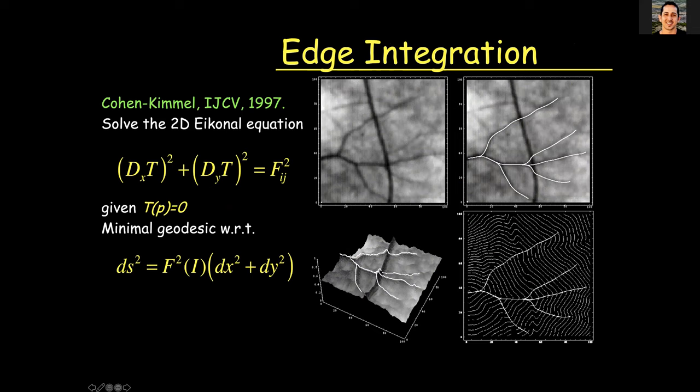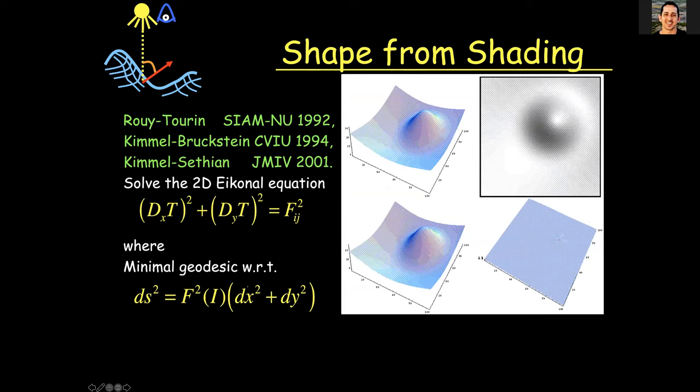You can also use it to compute shape from shading. In shape from shading, you know the absolute value of the gradient of the image at each and every point. If you start from a point and propagate outwards, you can extract back the shape of the surface. So you can use fast marching where F now is some function of the image.